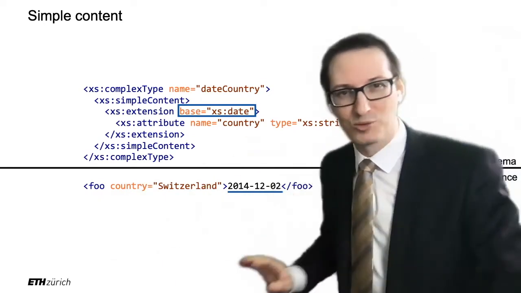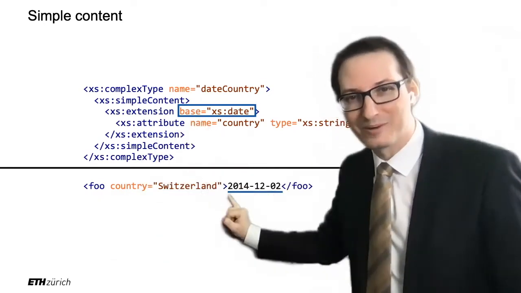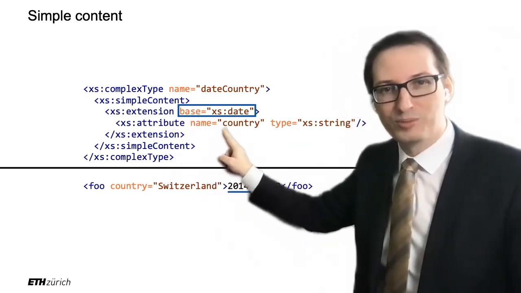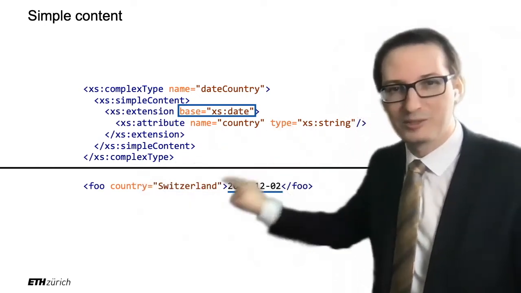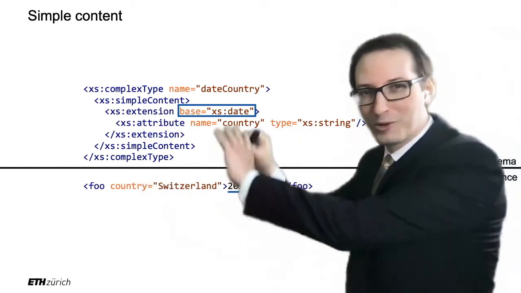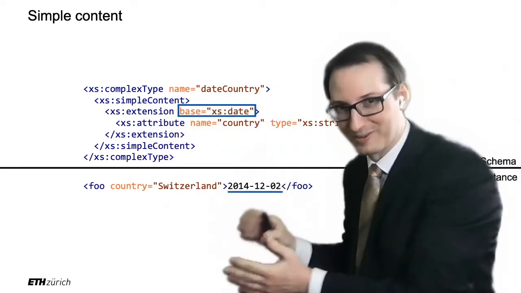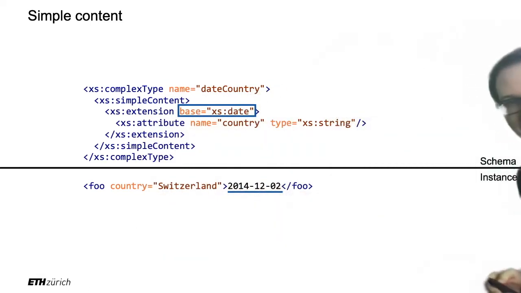Again, there's this complex way of saying, okay, it's basically a date, right? So it's a date right there, year, month, day, but it still has an attribute called country associated with the type string, right? I warned you, it's very verbose, it's very complicated, but it just does the job of validating.